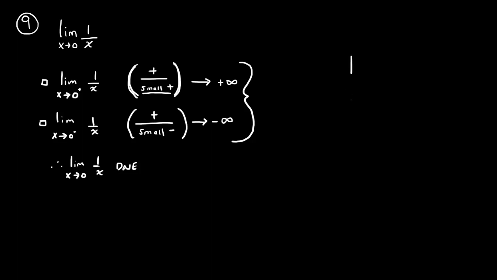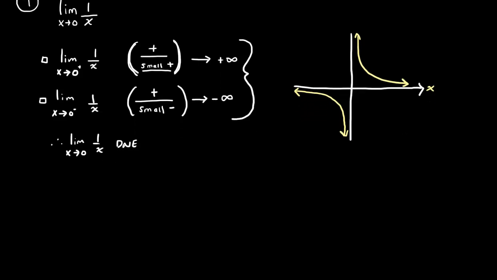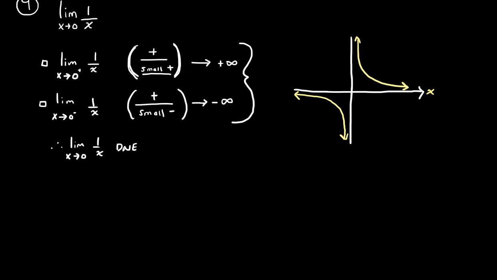Again, I can't repeat enough, the best way to do this limit would be your knowledge of a graph, and so the graph of 1 over x looks like this, and then also looks like this, depending on where we're at. We see that as x approaches 0, the function limit does not exist. Okay, let's take a look at number 10.